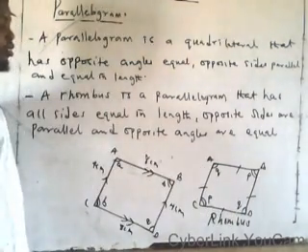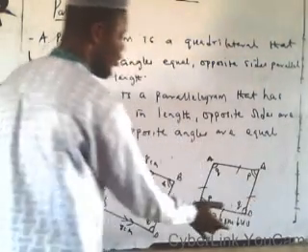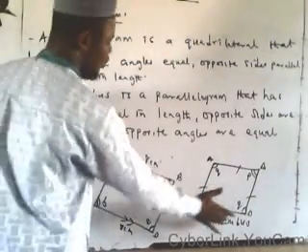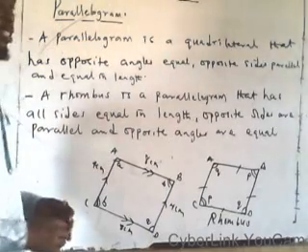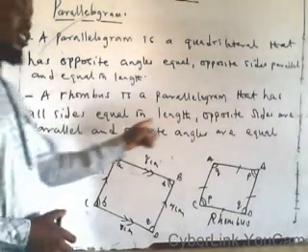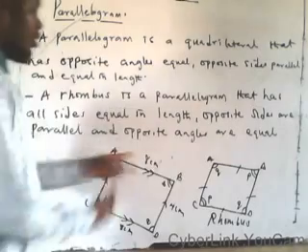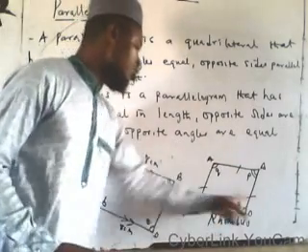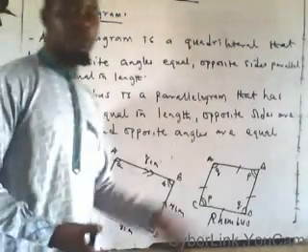So this side AB is equal to BD, BD equals BC, and BC equals CA. That is for the rhombus. So for the rhombus, all the sides are equal in length. The opposite sides are parallel. This one is parallel to this, and this one is also parallel to this, and they are also equal as well. And the opposite angles are equal.